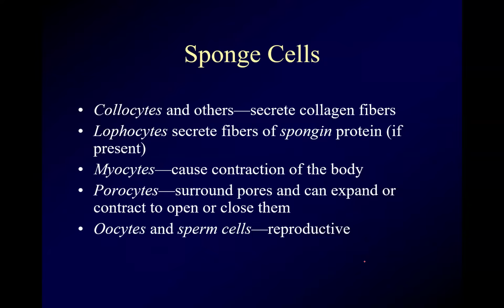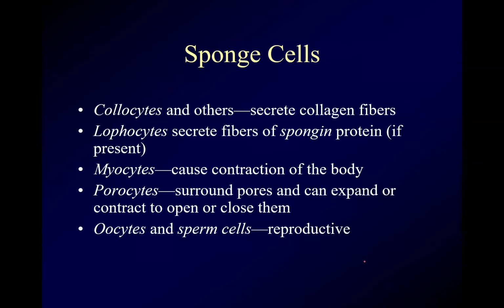Spongin is very tough, but it's also very flexible, and spongin fibers form a very dense, spongy network. That's basically what a natural bath sponge is. Natural sponges are still harvested from the bottom of the ocean and can be used for scrubbing. You'll see some samples when we get to it in next week's lab.